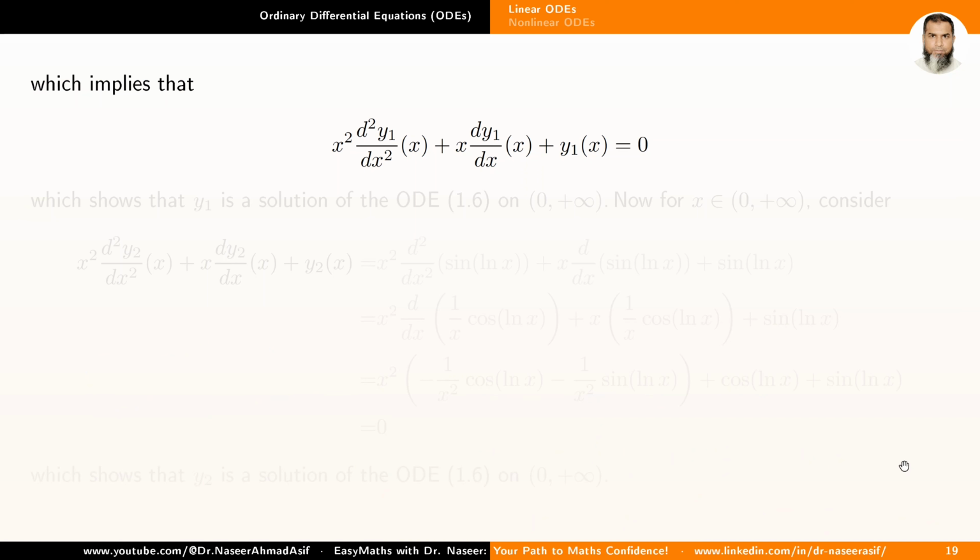So we have x squared d2y1/dx squared of x plus x dy1/dx of x plus y1 of x is equal to 0. This shows that y1 is a solution of the ODE 1.6 on the open interval 0 to plus infinity.